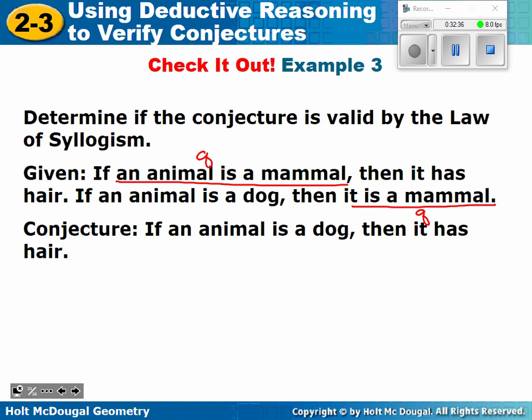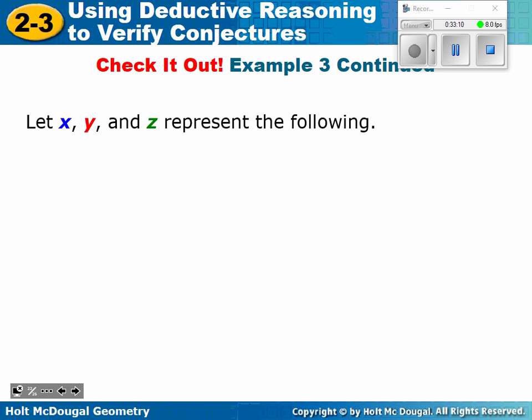Q, Q. Then that means this is saying if an animal is a dog, P implies Q. If an animal is a mammal, then it has hair. Q implies R. Does that make sense? Okay, and then the part they have in common just cancels out. The Q's go away. So what you should be able to say is, if an animal is a dog, then it has hair. Is that what they said? So this is valid. Okay? Make sure that they don't go backwards. The key is just you can't go backwards, okay?